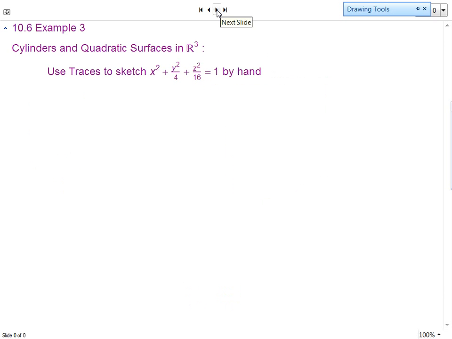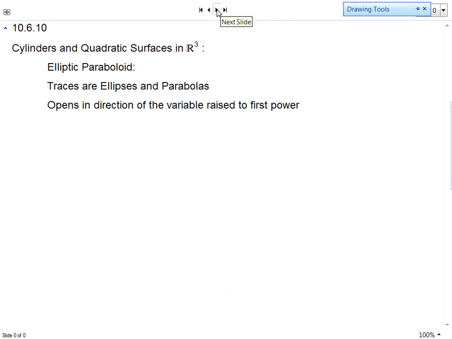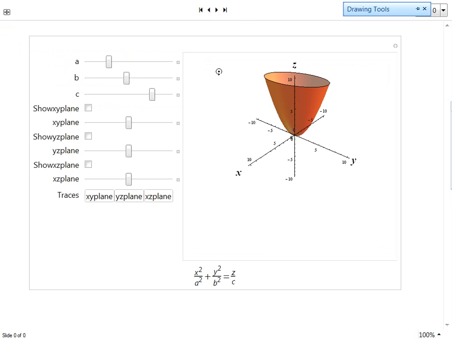Next, we're not going to sketch by hand. An elliptic paraboloid. Well, the name comes from the idea that when you cut it certain ways, you get ellipses, and when you cut it other ways, you get parabolas. But, I don't know, is that it? Guess so. Let's cut it one way.